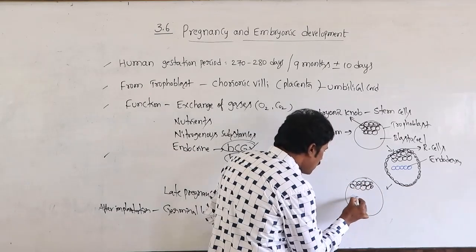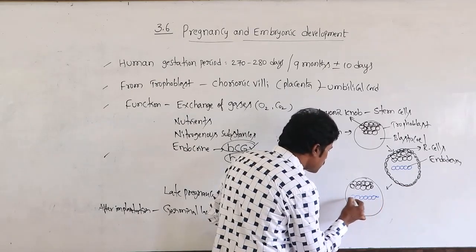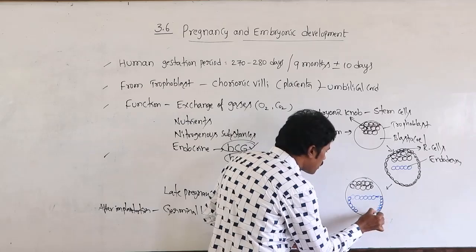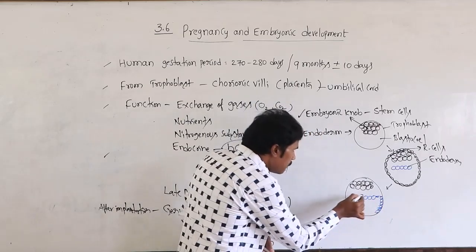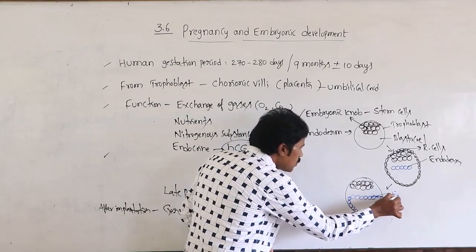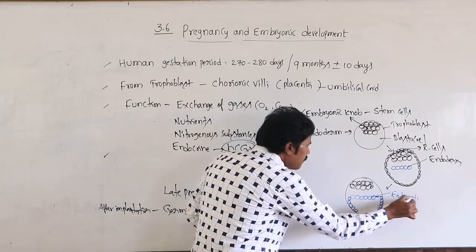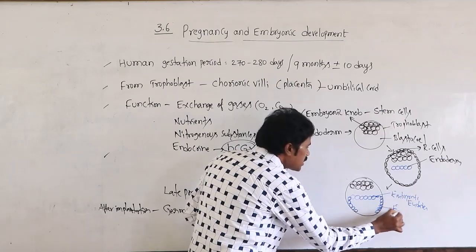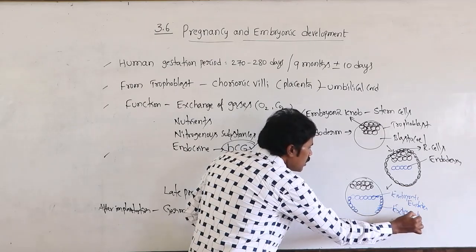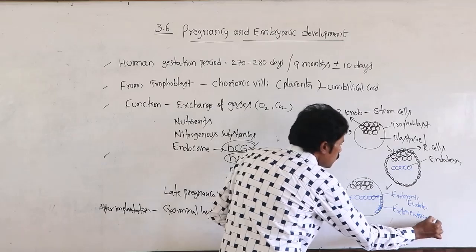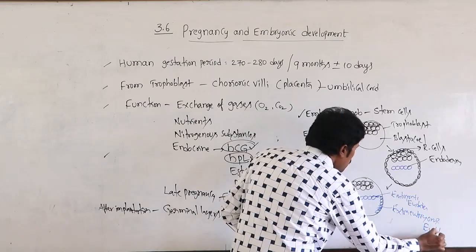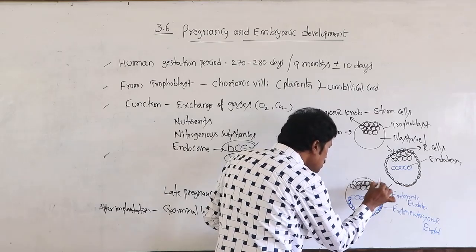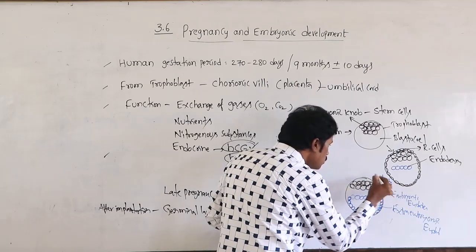After multiple mitotic divisions, the surrounding part will be formed. This is towards the embryonic endoderm. This is extra-embryonic endoderm. It will be formed. Then this is the blastocele. This is the blastocele.